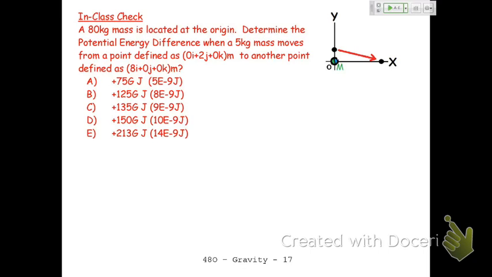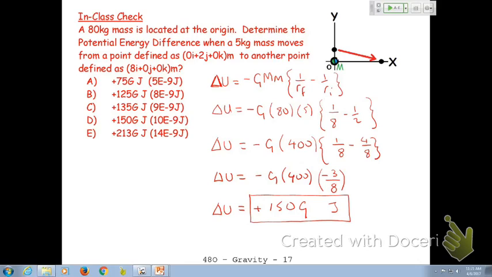So hopefully I had a crack at that. Basically what we did was we wrote down our equation: delta U is equal to minus G, big M, little m, 1 over RF minus 1 over Ri. The big M is pretty obvious, it's 80, and the little m is pretty obvious, it's 5. And then for RF and Ri, it's helpful to look at a diagram.